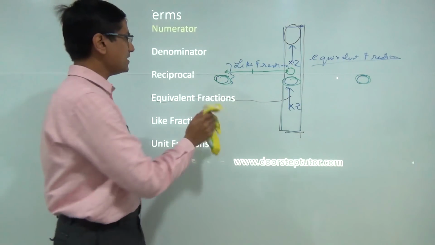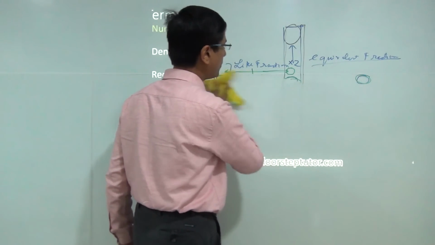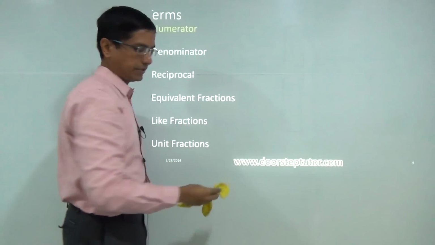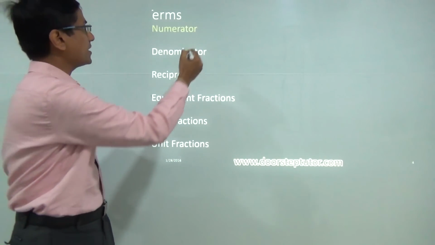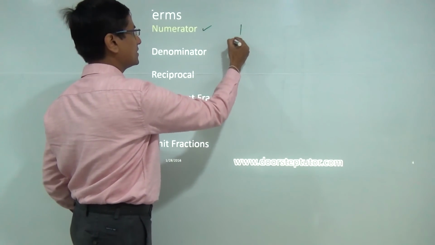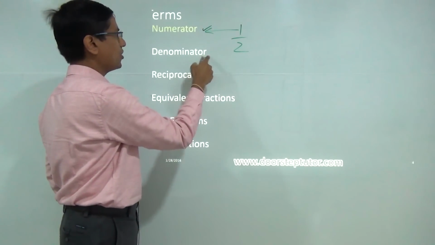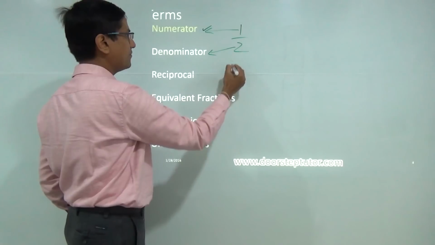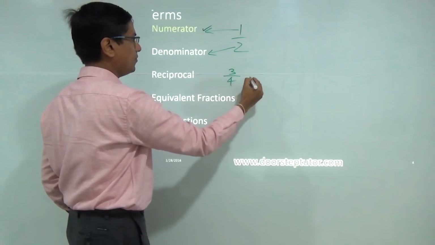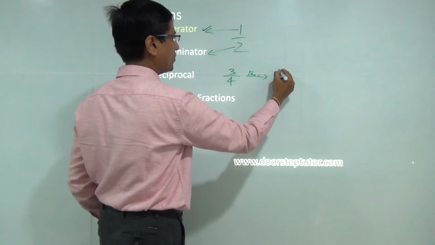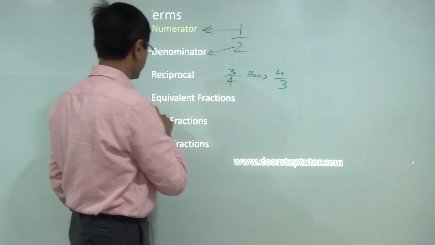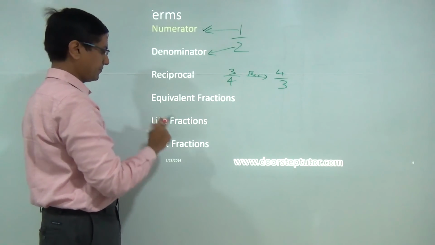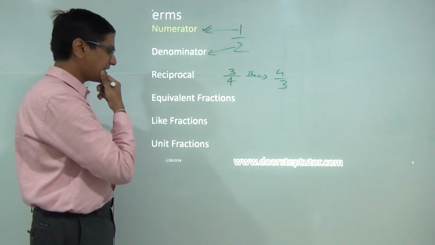Moving on, here are some terms which we would be using, and you should know them because everyone uses these terms. Very basic terms: the top part of the fraction is the numerator. The bottom part of the fraction is known as the denominator. Reciprocal is simply the inverse of a fraction. So if I have a fraction 3/4, its reciprocal would be 4/3. It's just the inverse. Equivalent fractions, as I told you, are fractions which represent the same quantity. Like fractions are fractions whose denominators are the same.